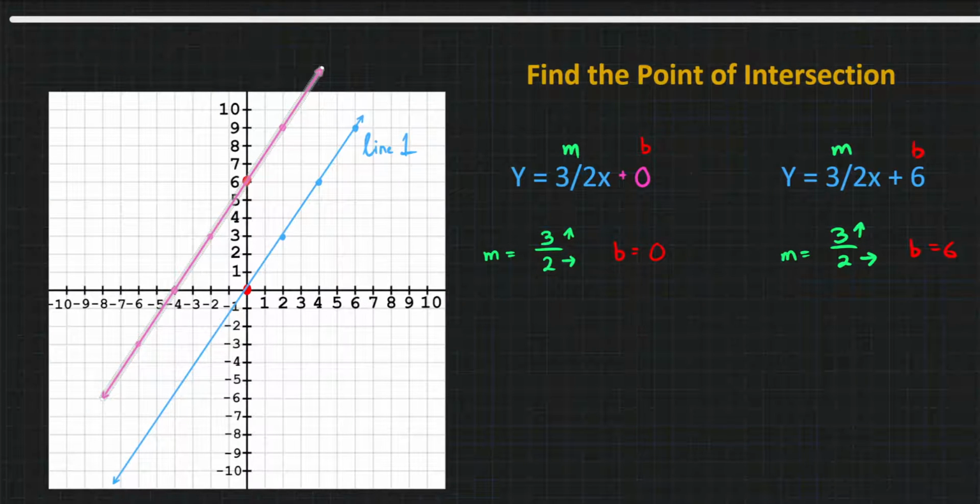Well, shoot. They didn't intersect. And in fact, it doesn't look like they'll ever intersect. They seem to be going the exact same direction at the exact same rate. And that's because they have the exact same slope. See, lines that have the same slope are what we call parallel.